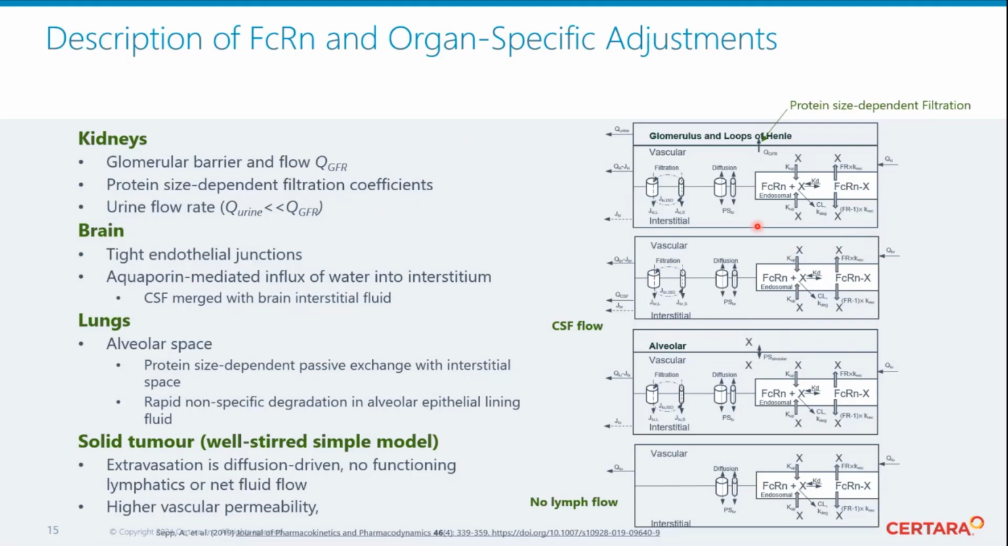A few words about organ-specific adjustments. So in kidneys, we obviously have renal filtration. About 10-15% of cardiac output goes to the kidneys, and maybe a third of that goes through the glomerular barrier. So that's a very vigorous flow there.